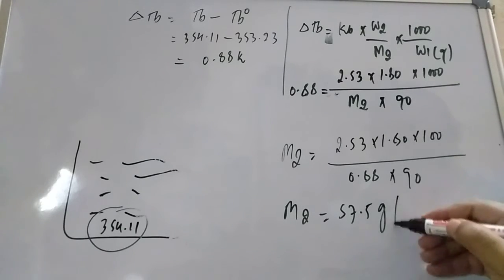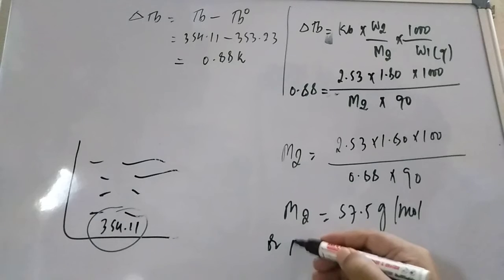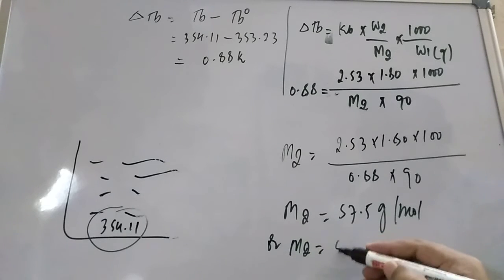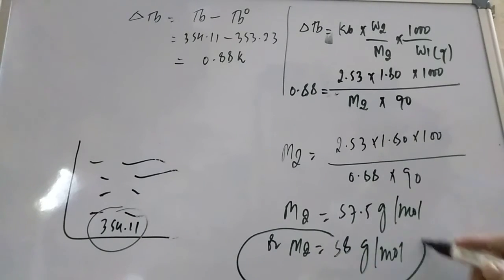If you divide this, student, M2 you are getting 57.5 gram per mole. If rounded, it is 58 gram per mole. So the molar mass of solute is how much, student? That is 58 gram per mole. Okay, student, that is a very easy problem. You try to understand, you try to solve many times, you will be able to understand.